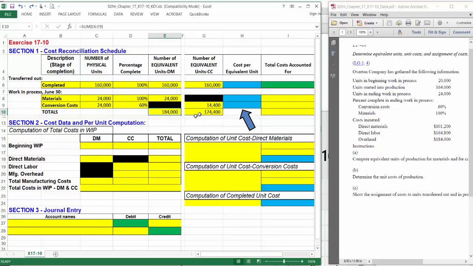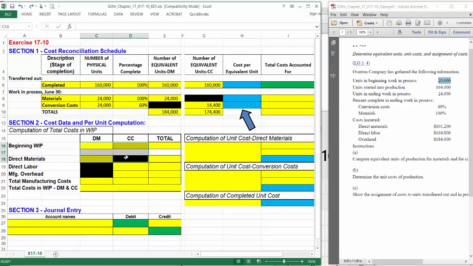Now, we have to go off and gather our information about costs. In this problem, there's no beginning inventory, but they indicated that the costs that were incurred were the following ones listed here. I'm going to assume, just for purposes of simplicity, that there weren't any dollars in beginning work in process, even though they tell us that there were units in beginning work in process, because all I really need is total manufacturing costs for direct materials and conversion costs to do the rest of the work. I don't actually have to know how much was in beginning in order to get this done.